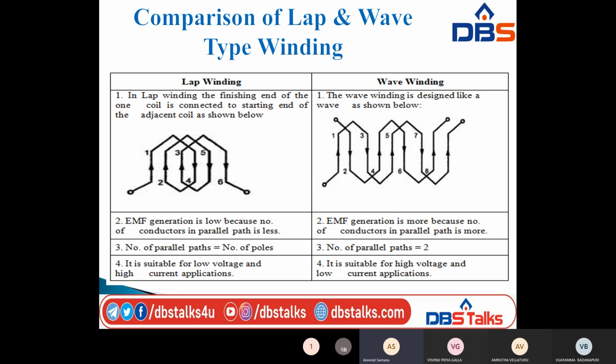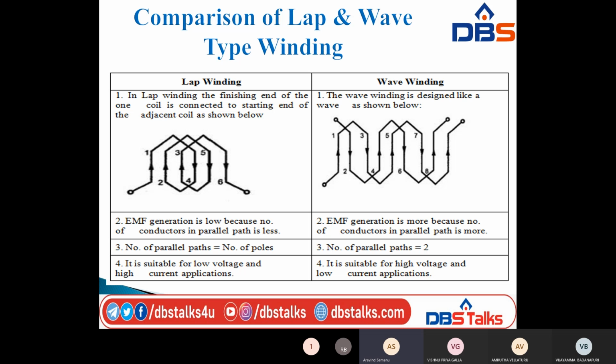In the wave winding, the winding is designed like a wave. I already said that. In the wave winding, it avoids overlapping, and it travels like a progressive wave. Hence it is called a wave winding.